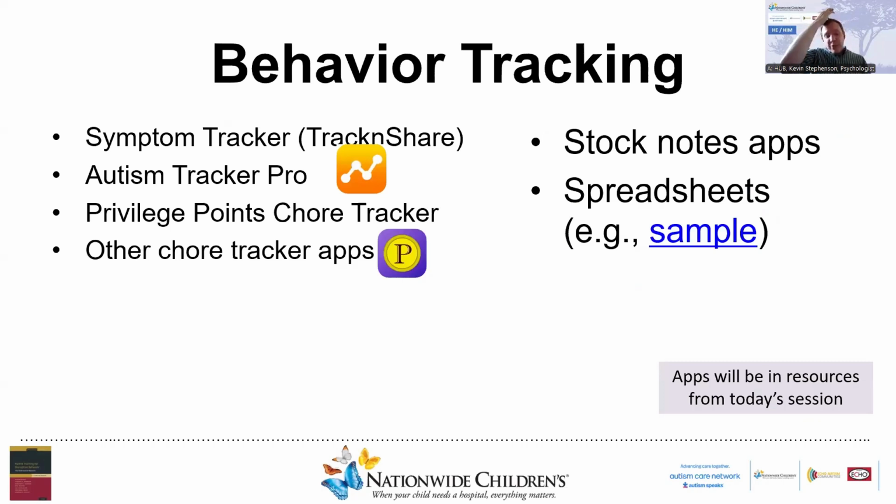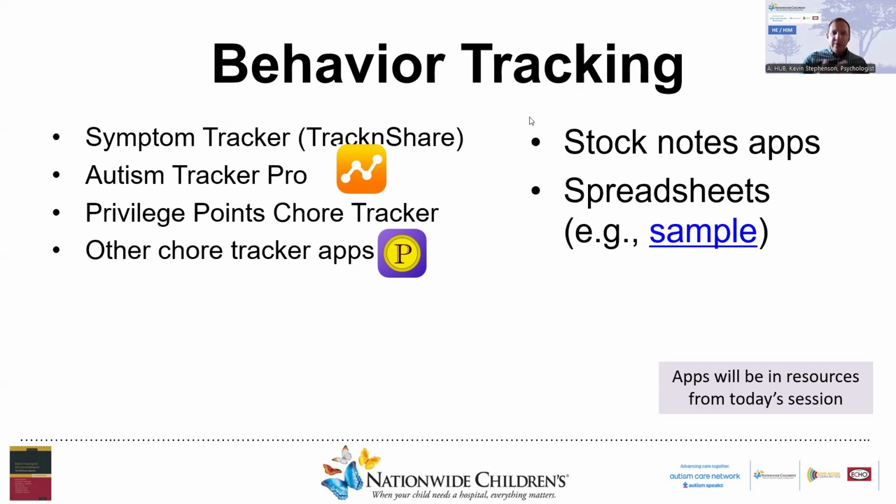So I mentioned the behavior tracking features of Attend Behavior. There are other apps that also have the behavior tracking component. So there's an app company, Track and Share. They have various symptom trackers that can be helpful. There's an app called Autism Tracker Pro. If you search for any tracker app or like privilege point tracker apps, chore tracker apps in general can be a search term that might pull up some things that are helpful for you. Again, there's various ones. Most of the time they're paid. Some of the times the free ones have the light features that are good enough.